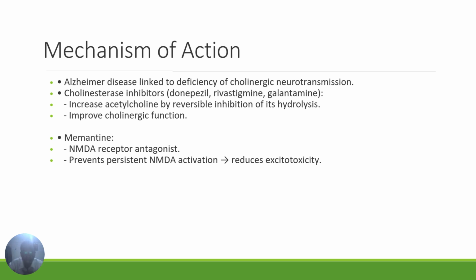What are the mechanisms of action of Alzheimer's disease drugs? As we know, this disease is linked to deficiency of cholinergic neurotransmission. So drugs such as cholinesterase inhibitors are used to manage the condition. These drugs work by increasing acetylcholine through reversible inhibition of its hydrolysis, so improving the quantity of acetylcholine and also improving the cholinergic function.